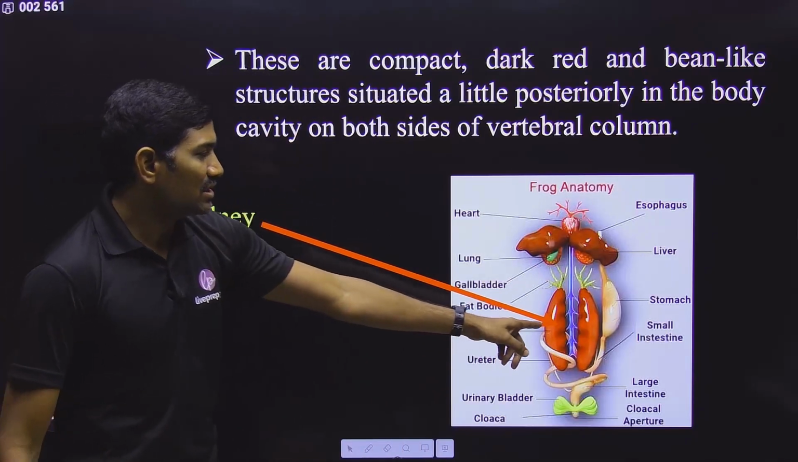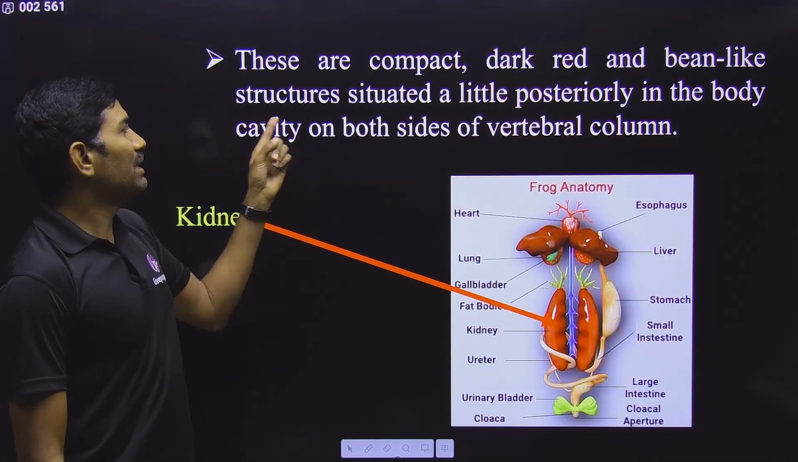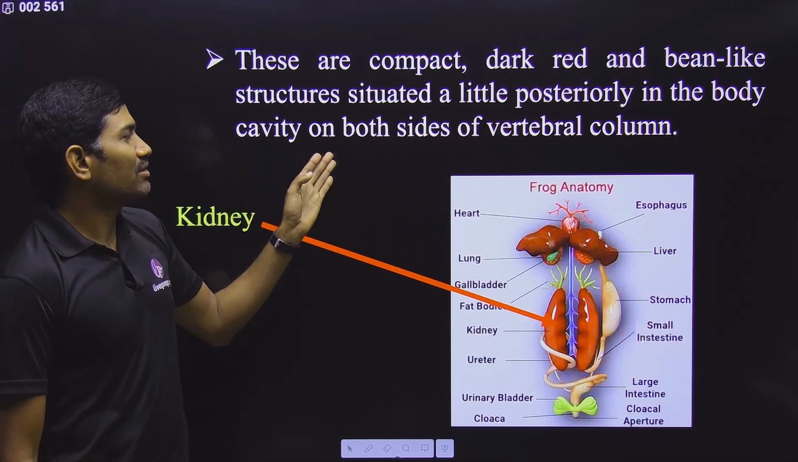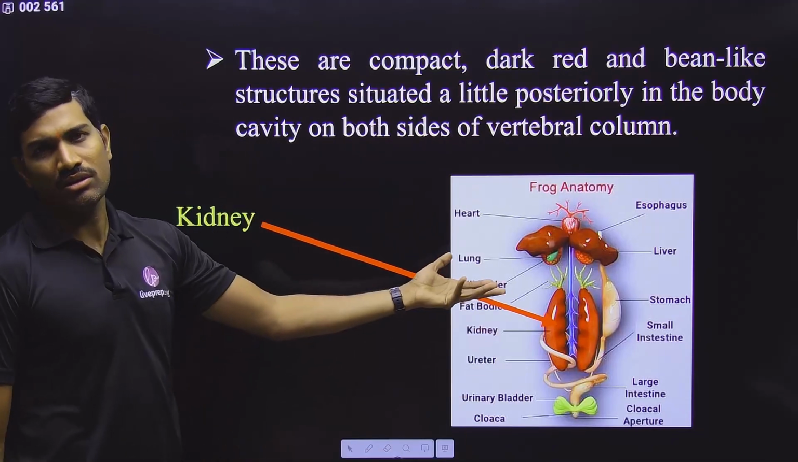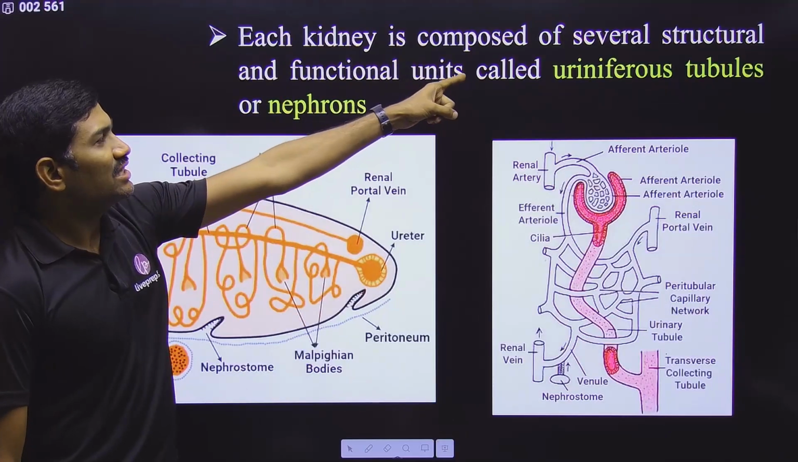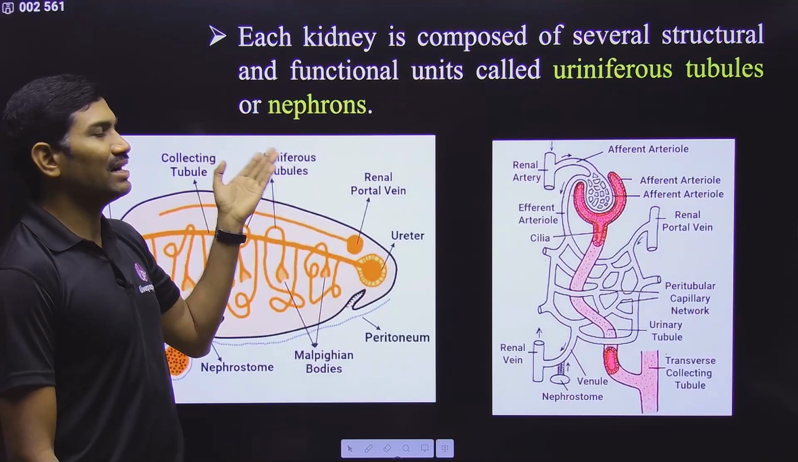Now let us see. So these are the kidneys. These are compact, dark red and bean-like structures that are situated a little posteriorly in the body cavity on both the sides of the vertebral column. So almost similar information for human also. Next one. Each kidney is composed of several structural and functional units called uriniferous tubules or nephrons.